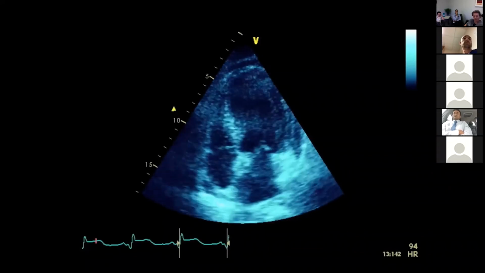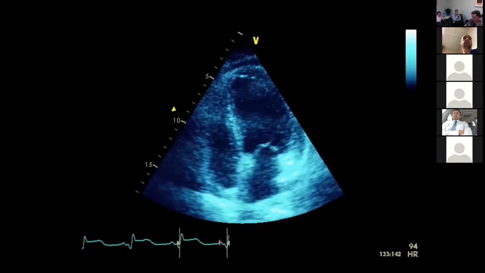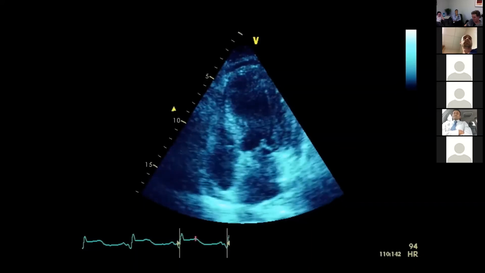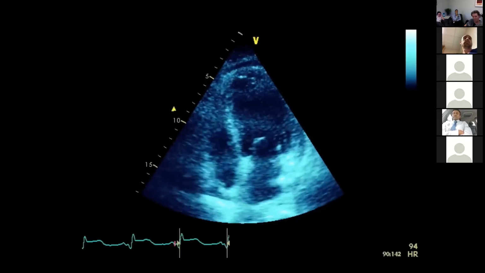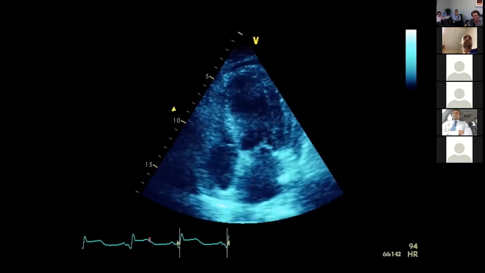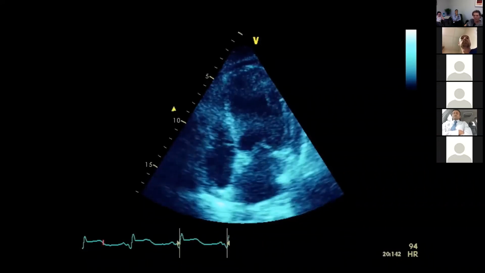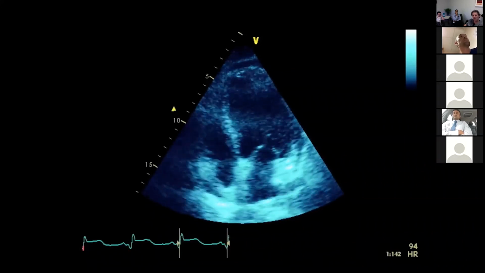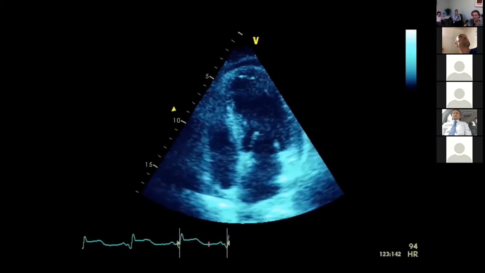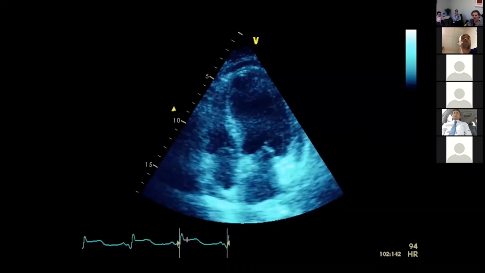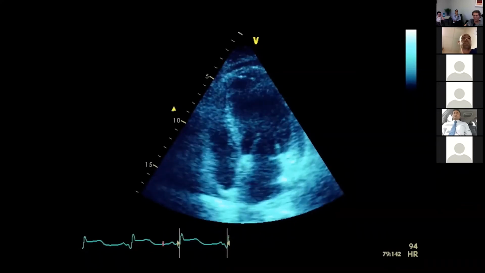Fantastic. Anything else? I can see both papillary muscles properly, and the mitral valve leaflets, both of them are okay. What walls do you say? We said we had anterolateral. The other wall is the inferoseptal. Very nice, very nice. Anyone else? There's something else you've got in here.